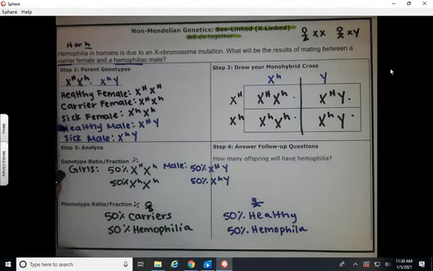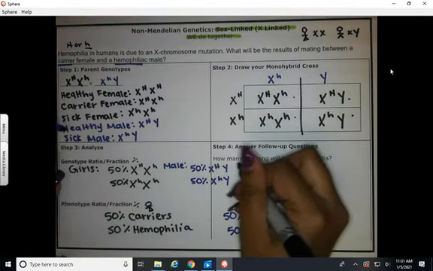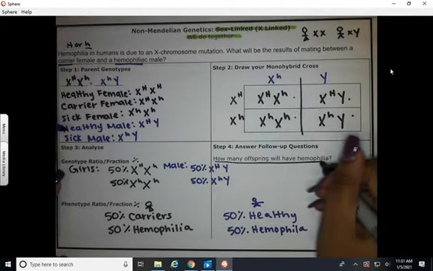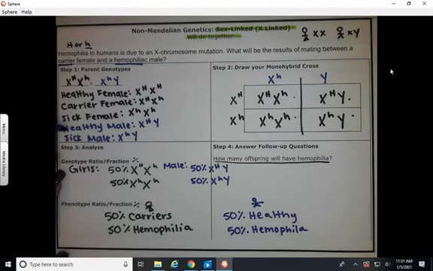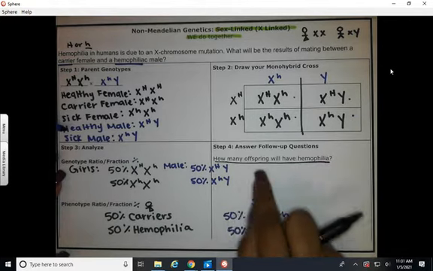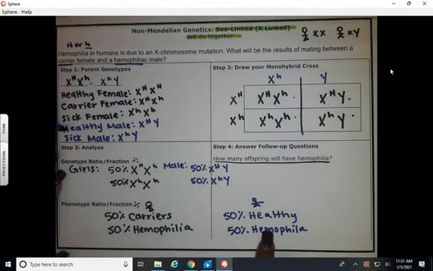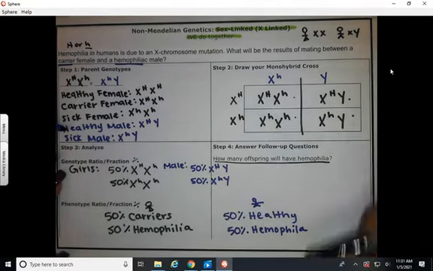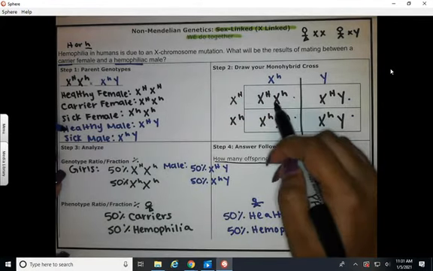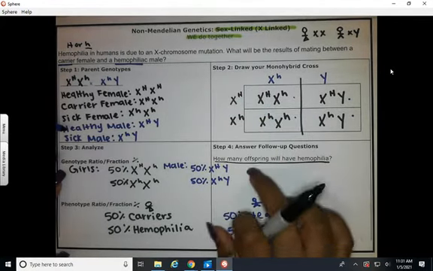Okay, so let's do the follow-up question. How many offspring will have hemophilia in general? So notice, this is not looking at boys and girls separately. It's actually looking at everyone together. So now we're going to look at all 4 squares. What do y'all think the answer would be?